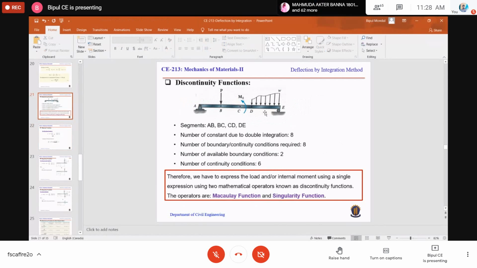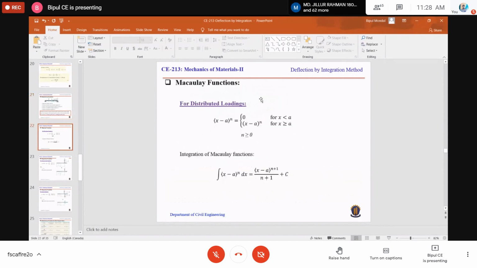But if you come to here, if you cut the beam here, then the value of x will be from A to anywhere here. So the x minus a will be positive, right? So there will be distributed loading. So in this location there is distributed loading. So it makes sense.